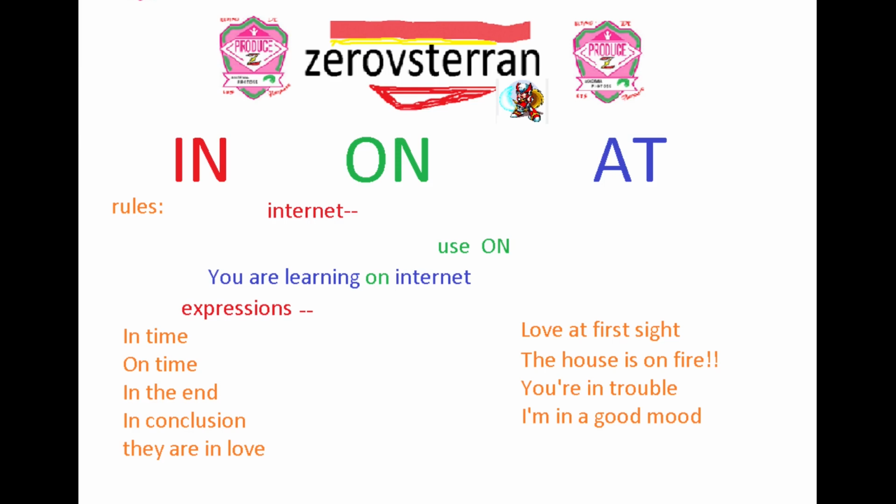Anything related to the internet, you can use the preposition on. You're always on your phone. I put it on Twitter. I saw it on Facebook. Are you on Instagram?